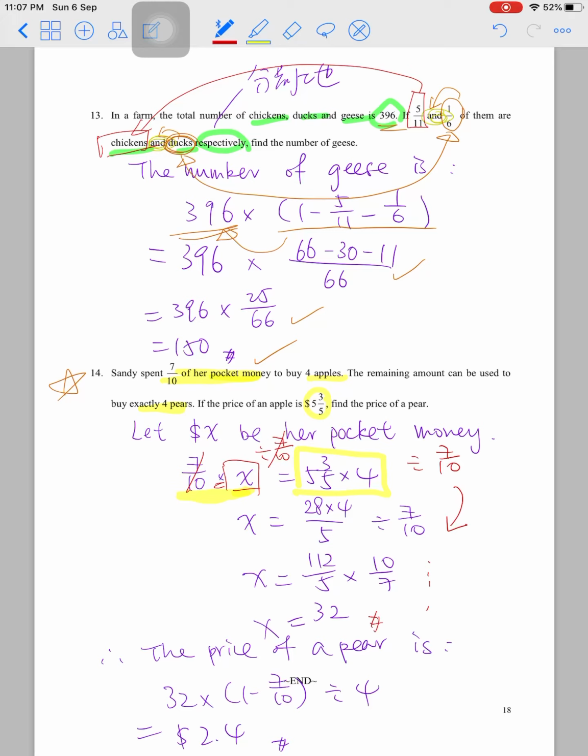You need to find the price of a pear. Sandy spent 7 over 10 of her pocket money for the apples. The remaining should be 3 over 10 of the total pocket money. So the total pocket money is 32, and the remaining is 3 over 10 of it. You want to find the price for each pear. So 32 times 3 over 10 is the price for 4 pears. So you divide it by 4, and you'll get the answer for each pear. That is 2.4.